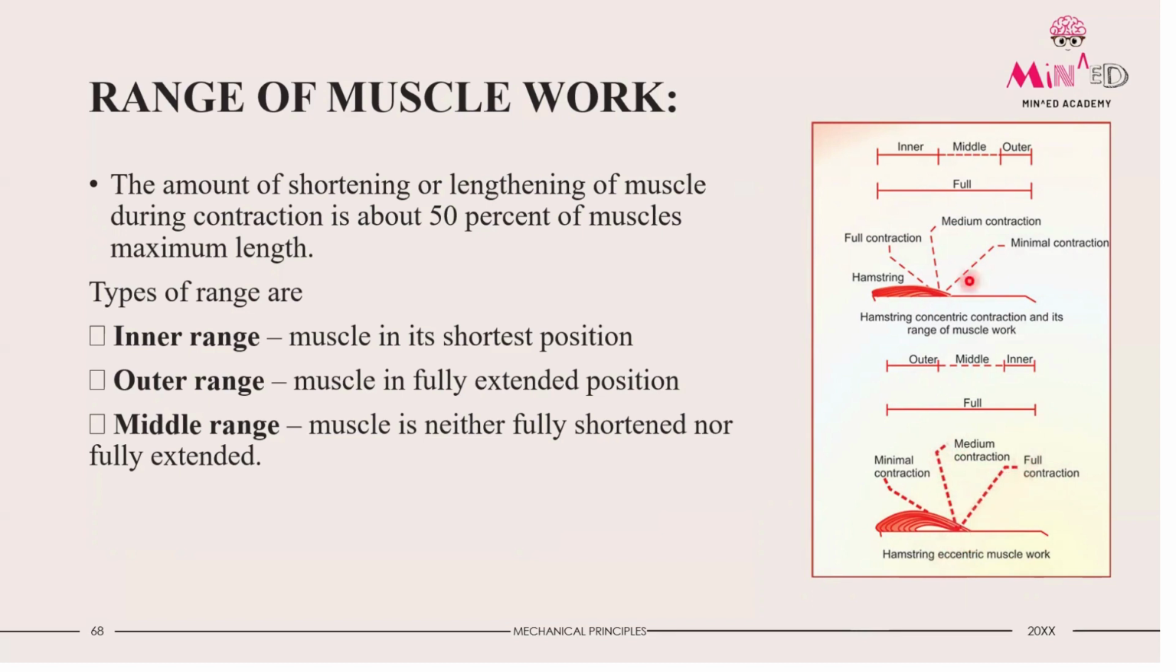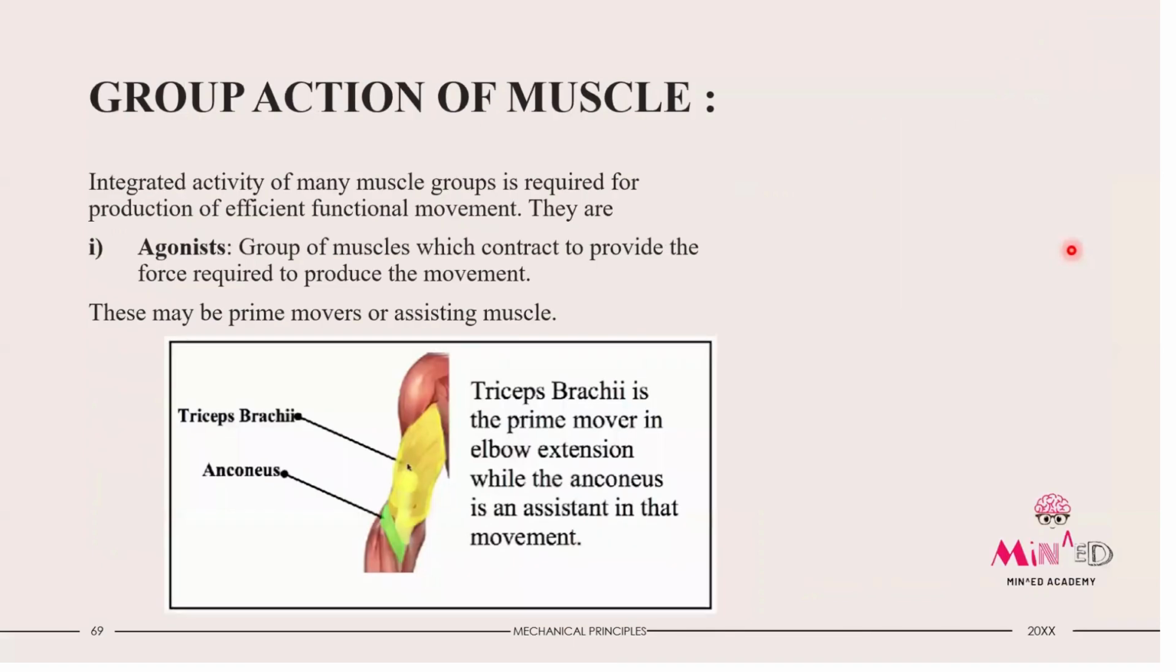In hamstring concentric contraction, this will be inner range. This is the full contraction, then medium contraction, then when it's extended, it will be in the minimal contraction form.